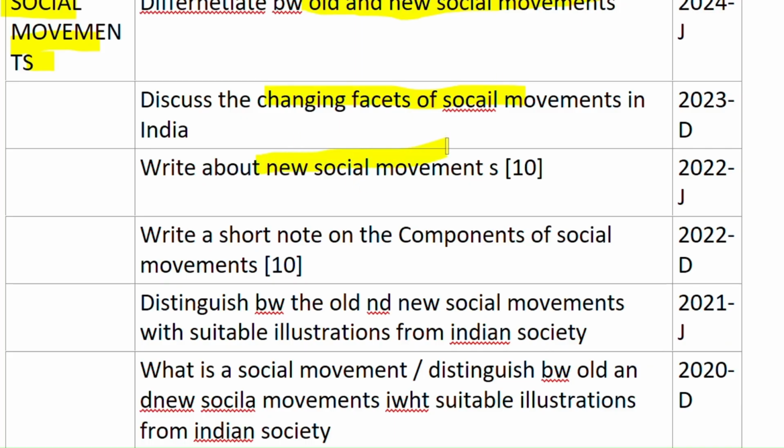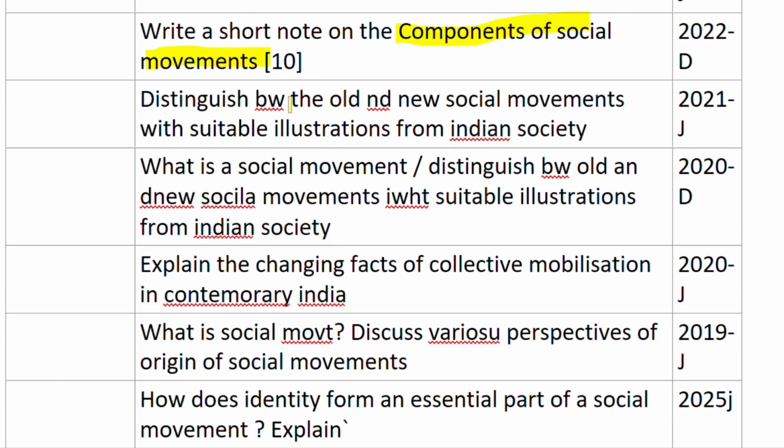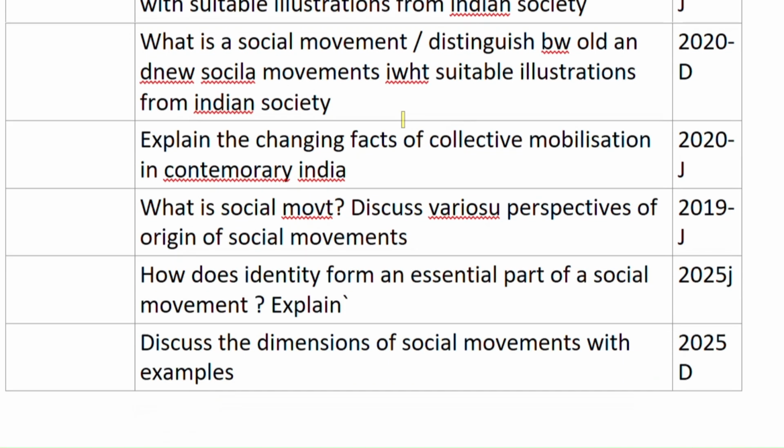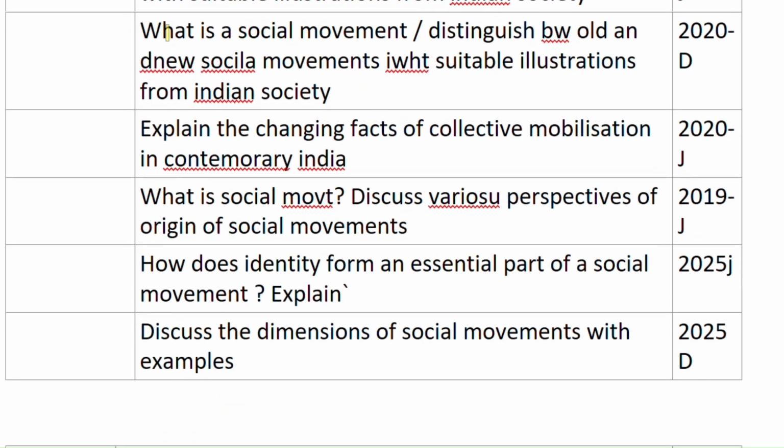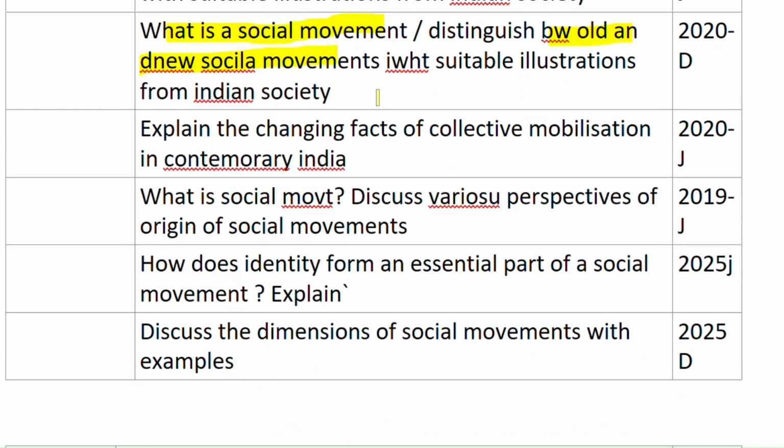Again, a repetition question. Write a short note on the components of social movements. Okay, same question, same answer. Again, old and new social movements. Now a simple question: what is social movement? And distinguish between old and new social movement. So in the topic of social movements, learn this question: differentiate between old and new social movements. And study a proper definition for what a social movement is.